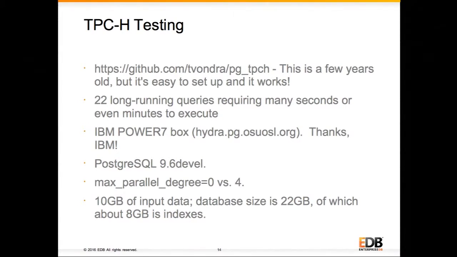I compared the results of running a set of queries with max parallel degree 0, that is, parallelism disabled, versus max parallel degree 4, 4 workers. There were 10 gigabytes of input data in this test. The database size was 22 gigabytes, of which about 8 gigabytes was indexes. So 10 gigabytes of text file turned into 14 gigabytes of tables, plus another 8 gigabytes of indexes.